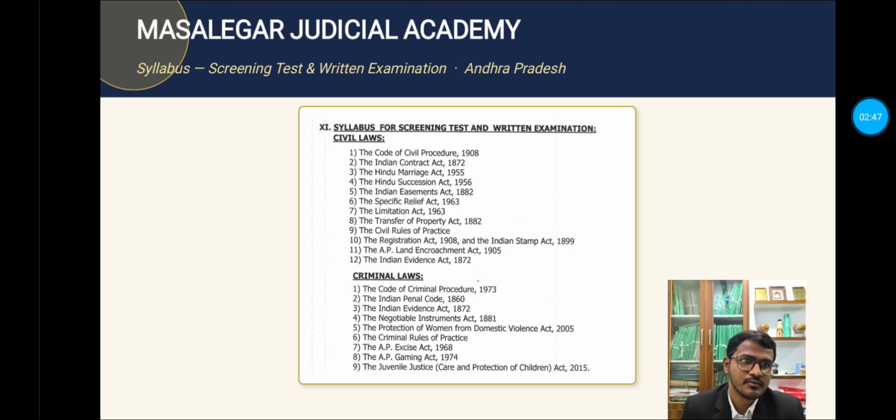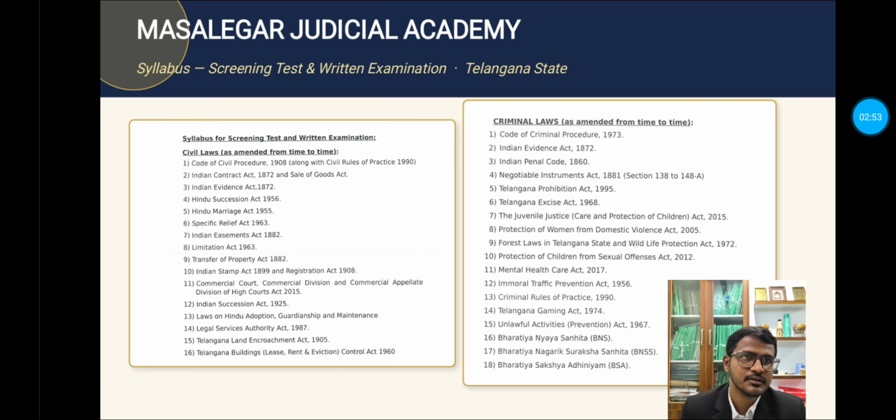But today we are coming to the Telangana state. In Telangana state, we have some more added subjects, which are state laws. We can find the Commercial Courts Act, Indian Succession Act, laws on Hindu adoption, guardians and maintenance, Legal Services Authority, Telangana Land Encroachment, Telangana Building Lease Control Act 1916 in the civil laws, and in the criminal laws, the Unlawful Activities Prevention Act, forest laws, POCSO offences, and many more.